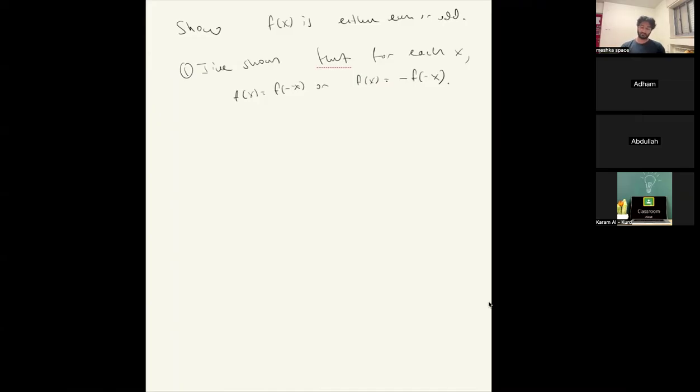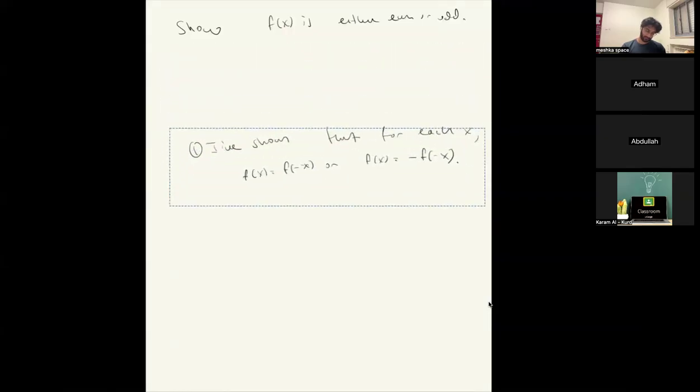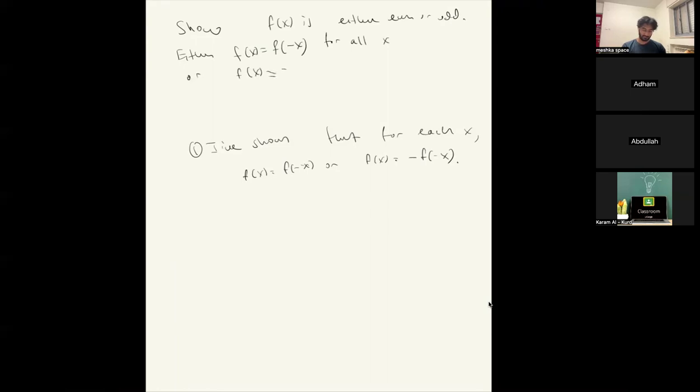It's exactly this thing where sometimes you have a functional equation and you want to show that something is true as a function. So you want to show that f of x is either even or odd. So what does it mean? It means I want to show that either f of x equals f of negative x for all x, or f of x equals negative f of negative x for all x. Okay? That's what I want to show.